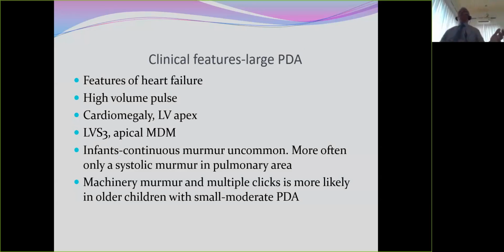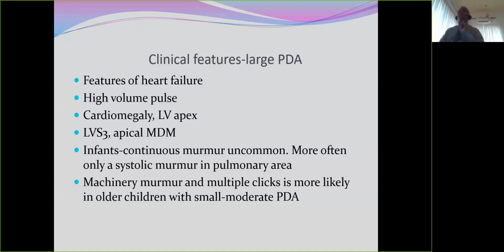In the precordium, the heart size is increased. There is a cardiomegaly, and there is a left ventricular apex beat. On auscultation, there is an LV third sound and apical MDM. Do not expect a continuous murmur. If you have a systolic murmur in the pulmonary area, with a child in heart failure with obvious cardiomegaly and a third sound and bounding pulses, you very likely have a large PDA.